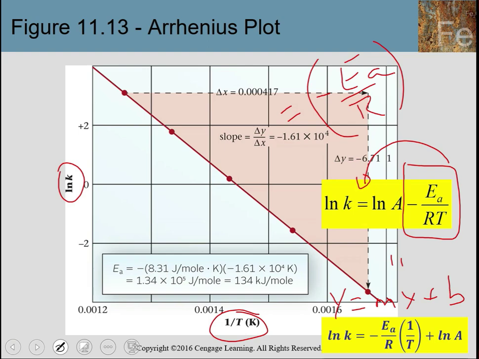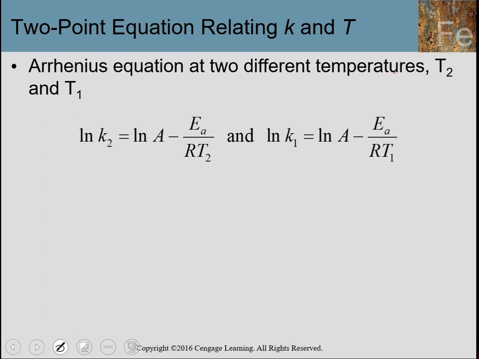So what happens when you change the temperature? Well, when you change the temperature, you change the K values. Let's try to derive an equation that allows us to relate Ks and temperatures, and we'll do it at 2 points. So the first thing we do is we write that expression that we just had on the previous page with 2 different Ks and 2 different temperatures.